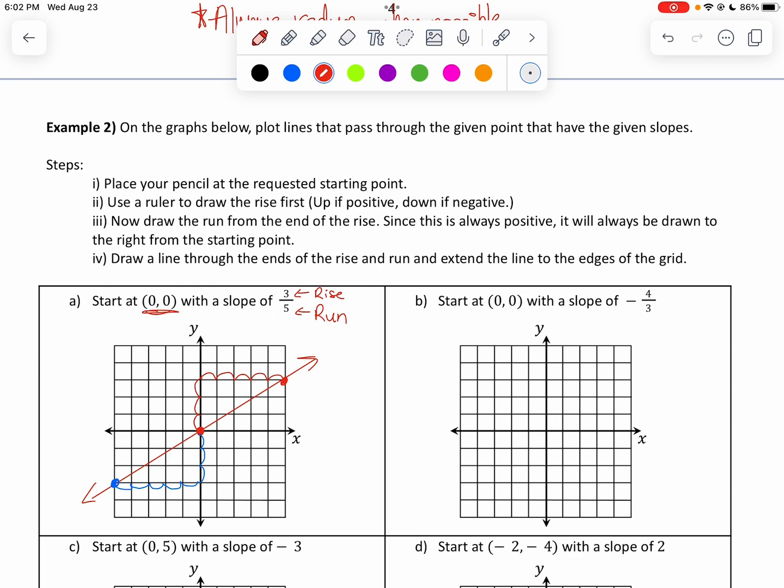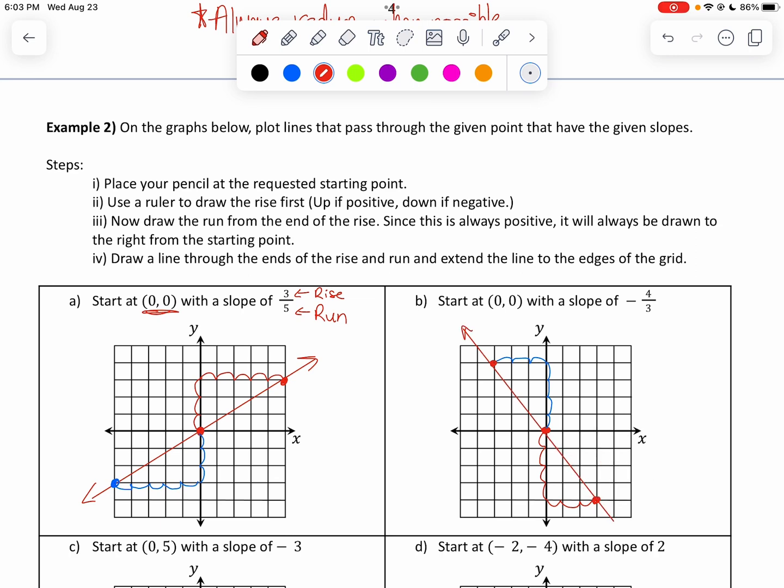Okay, for our next one, we're going to start at 0, 0. And in this case, we have a slope of -4/3. So that means we're going to go down 4, 1, 2, 3, 4, and to the right 3 since we always run right. 1, 2, 3, plot your point. I'm going to help myself out by plotting another one up to the left. So I'm going to go up 1, 2, 3, 4 and go left 1, 2, 3 to get that next point. That gives me 3 points to line up and connect with a ruler to make a nice straight line.